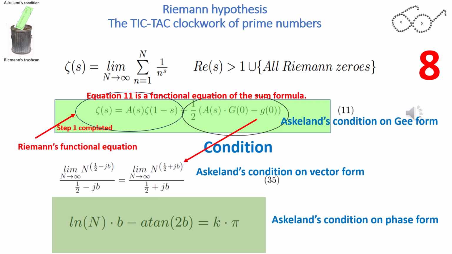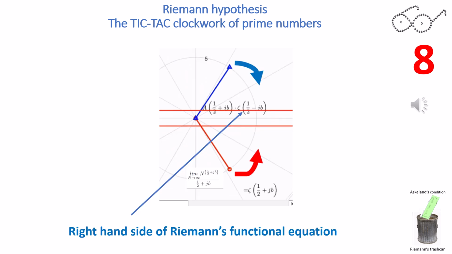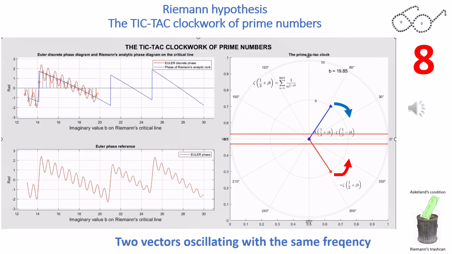Small g of zero's contribution to a solution is given by the right-hand side of equation 35. I move this part of the solution to the left-hand side so it's added to the zeta function. So now it drives the zeta function around in counterclockwise direction. Attached to the blue vector is the right-hand side of Riemann's functional equation. And this part is driven by the other side of equation 35. The blue vector rotates clockwise.